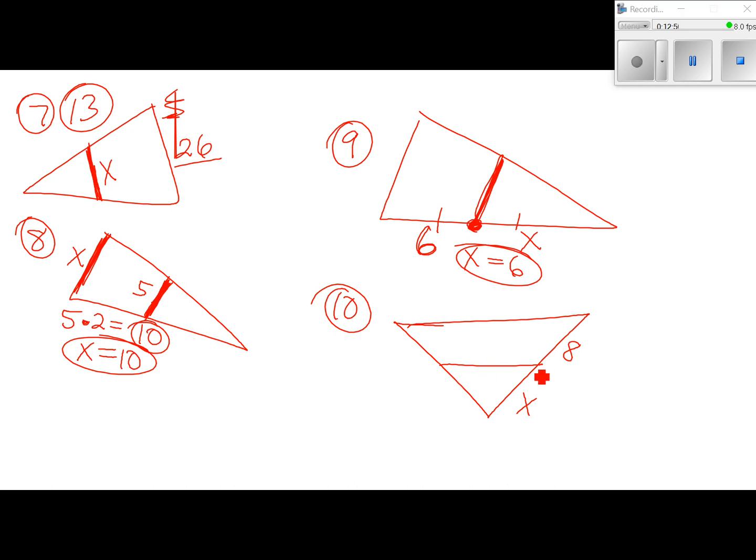This time, number 10, they tell us this is a mid-segment. If that's a mid-segment, then that's a midpoint. And so if this is 8, that means this has to be 8, so x equals 8.